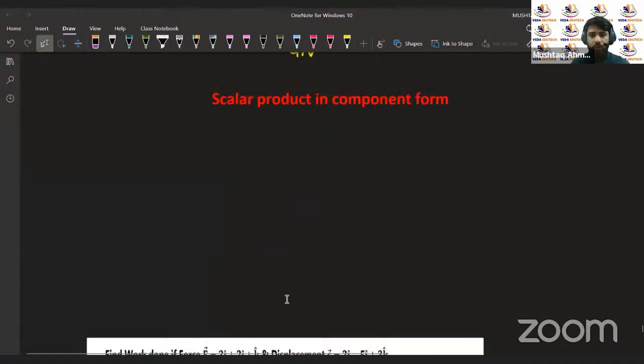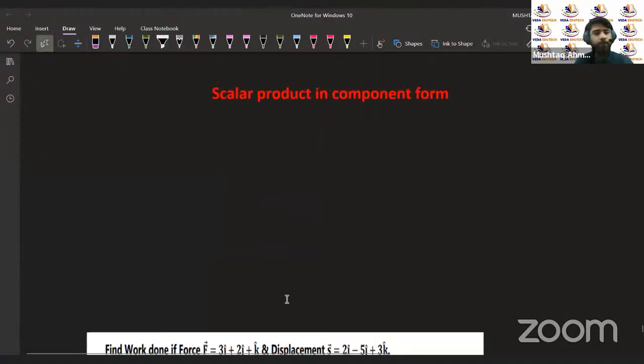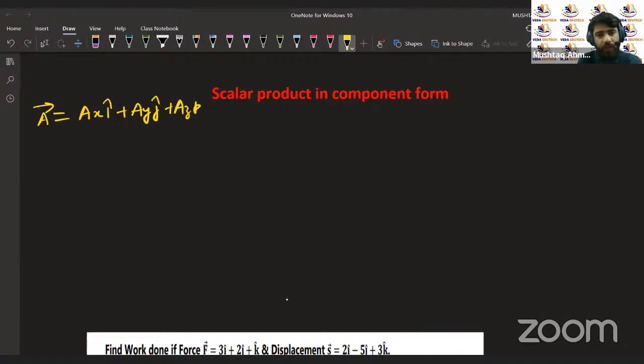Scalar product in component form. So let's suppose that we have a vector A. It's represented in component form or the rectangular form, that's ax i cap plus ay j cap plus az k cap. And we have vector B here defined as bx i cap plus by j cap plus bz k cap.